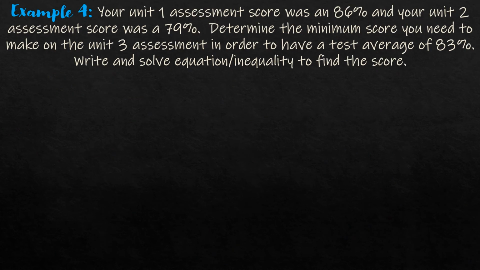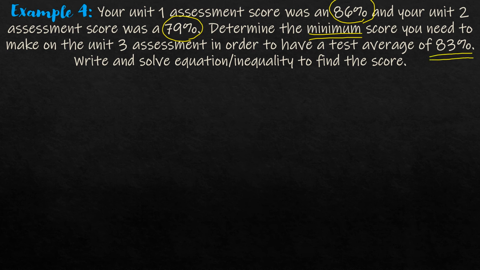Example 4, your Unit 1 assessment score was an 86 and your Unit 2 assessment score was a 79. Determine the minimum. Okay, so again, minimum doesn't mean less than. Minimum actually means I want to be greater than whatever score I want to get. So the score you need to make on the Unit 3 assessment is what I need to figure out in order to have an average of 83.